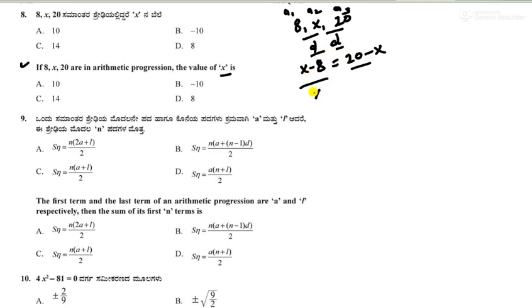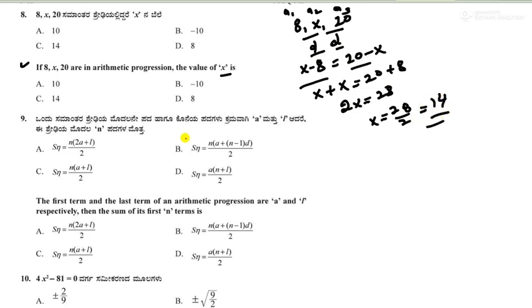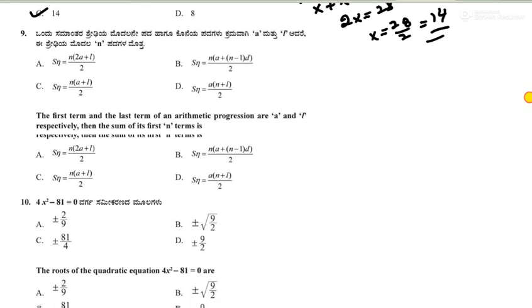So bring x to one side. So here this becomes x plus x, and numbers to the other side. Here 20 plus 8. So 2x is equal to 28. So x is equal to 28 by 2, which is equal to 14. So option number C is the correct answer. Okay, so till here we find all the questions as easy. Next, moving to question number 9.